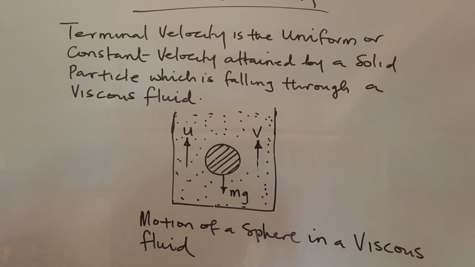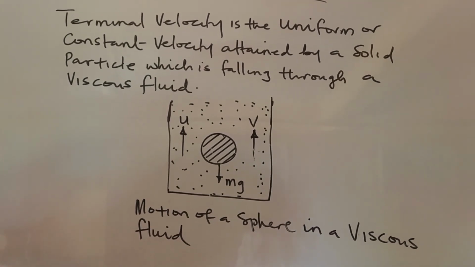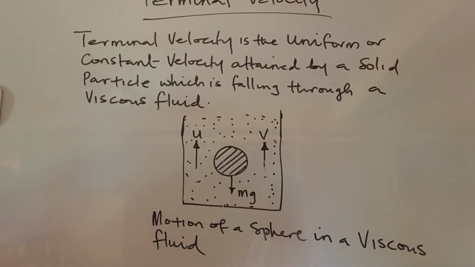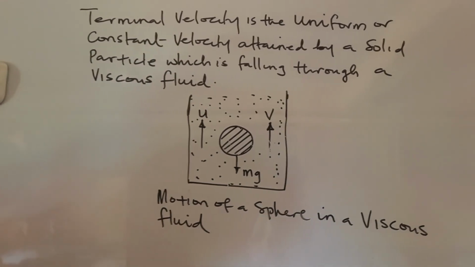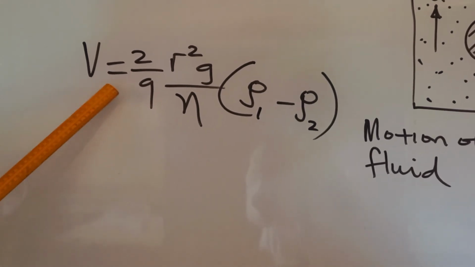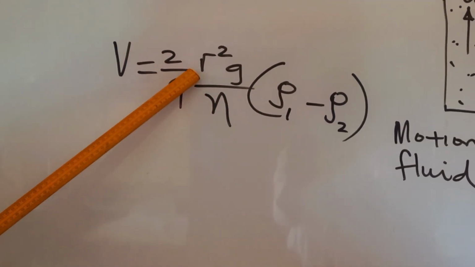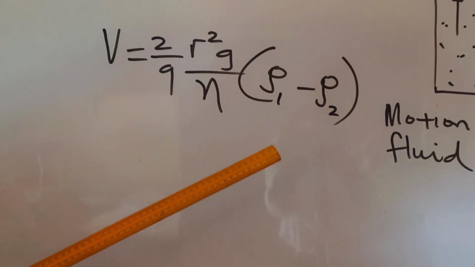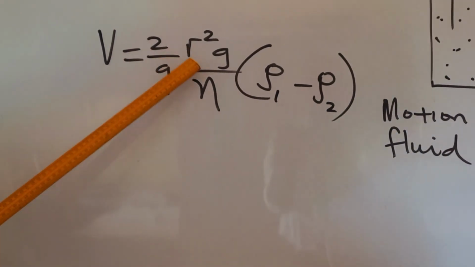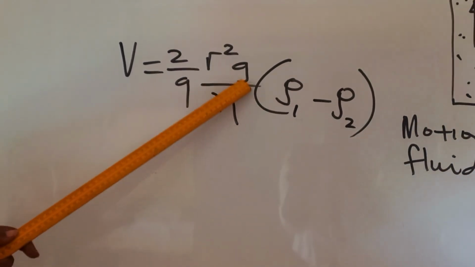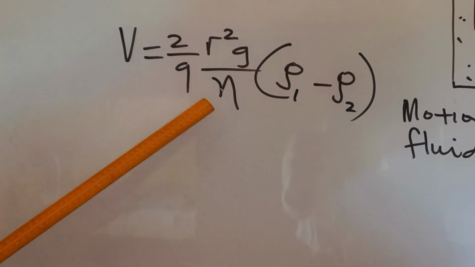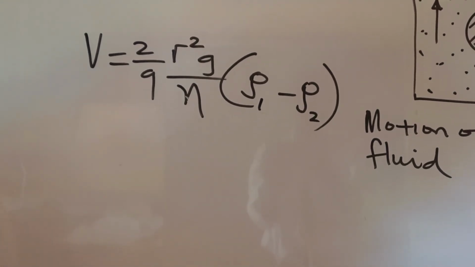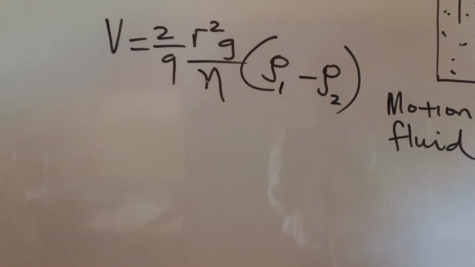upwards. Now, Stokes related these forces with a law, which is popularly called Stokes' law, which states that a small sphere falling through a viscous medium acquires a uniform velocity given by v equals 2 over 9, r squared g over the coefficient of viscosity, times (rho 1 minus rho 2), where r is the radius of the sphere, g is the acceleration due to gravity, and eta is the coefficient of viscosity of the fluid, rho 1 is the density of the sphere, and rho 2 is the density of the fluid.